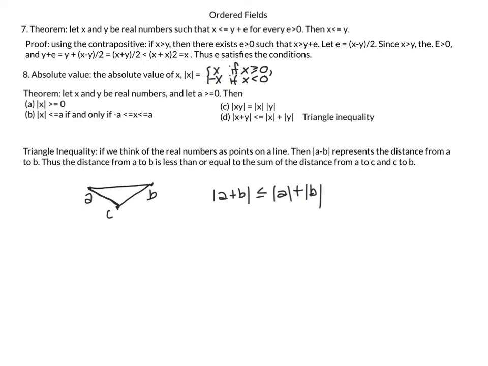The next thing we want to talk about is absolute value. So it's the same as what you know from algebra. The absolute value of x is equal to x if x is greater than or equal to 0, and negative x if x is less than 0. So we have this theorem: let x and y be real numbers and a is greater than or equal to 0. Then the absolute value of x is less than a if and only if x is between minus a and a.